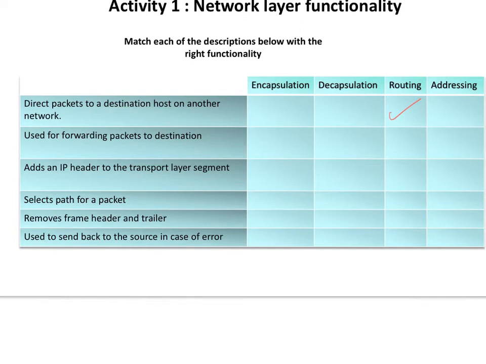Again, we said that there is a big difference between physical address and logical address. Physical address means your name. The logical address indicates where you are. Okay, there is a big difference. Okay? So, what's used for forwarding packets to destination?